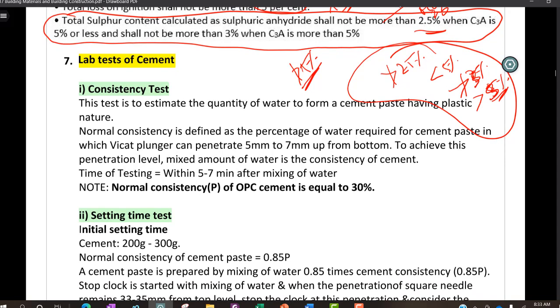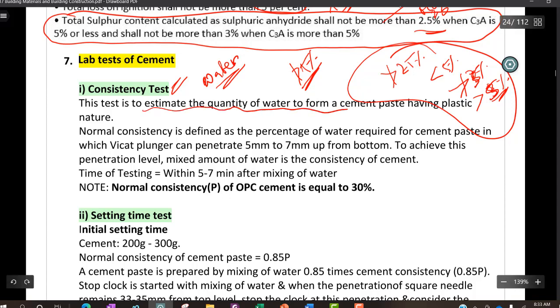Okay, so there are certain lab tests of cement to tell whether the cement is good or not. We have certain lab tests. The first test is consistency. What does consistency tell? It gives us how much water we should add to make a consistent cement paste. Okay, I hope it is very clear, right? So this test estimates the quantity of water to be added to make a consistent cement paste of plastic nature.